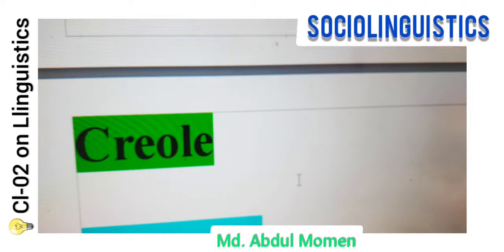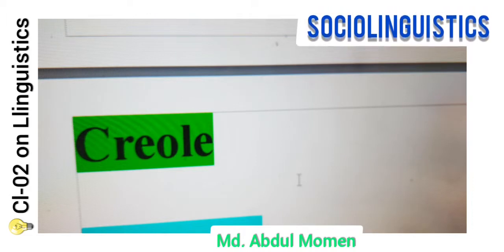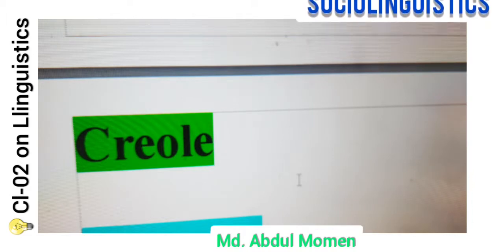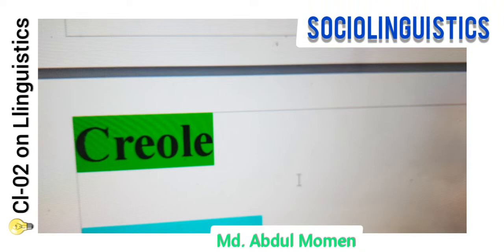Though having a community of native speakers, a Pidgin turns into a Creole. Usually the sentence structures and vocabulary range of a Creole are far more complex than those of a Pidgin language.